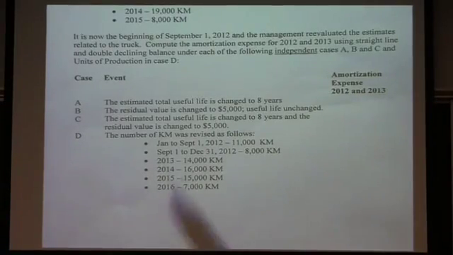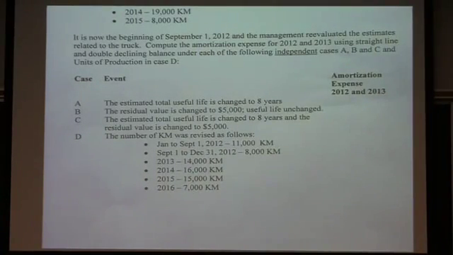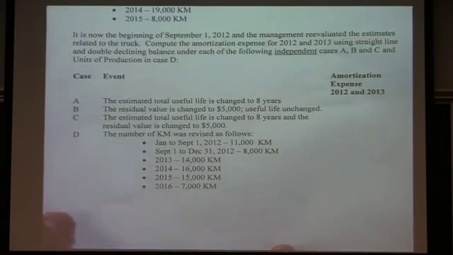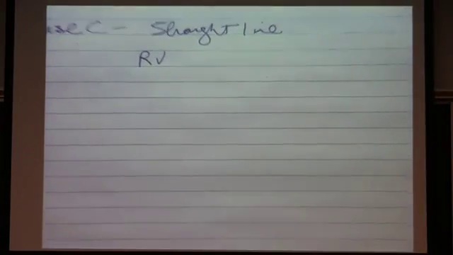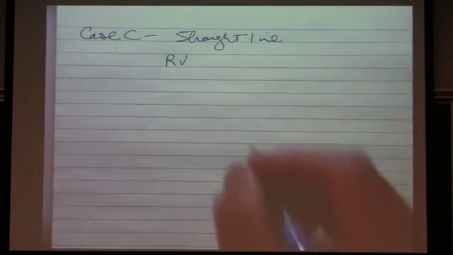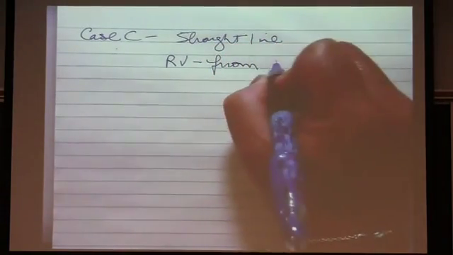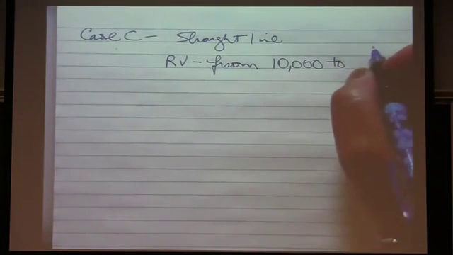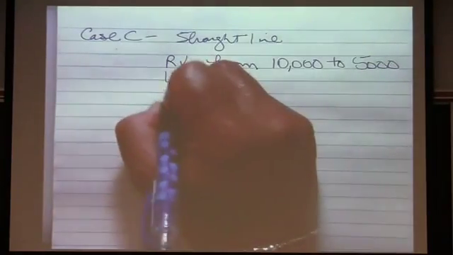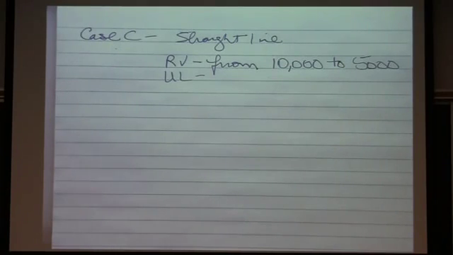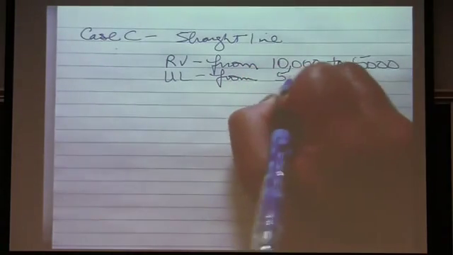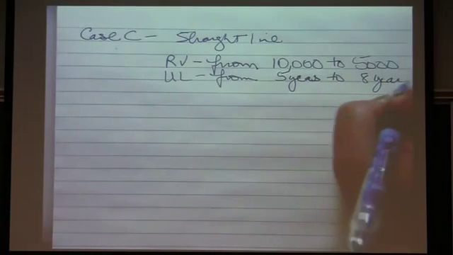So for part C, on September 1st, 2012, we're going to change the estimated useful life from 5 years to 8 years and the residual value from 10,000 to 5,000. So we're going to look at it from 2 different points of view. Under straight line, what's the effect? We're going to change the residual value from 10,000 to 5,000, and we're going to change the useful life (UL) from 5 years to 8 years. What's the effect?